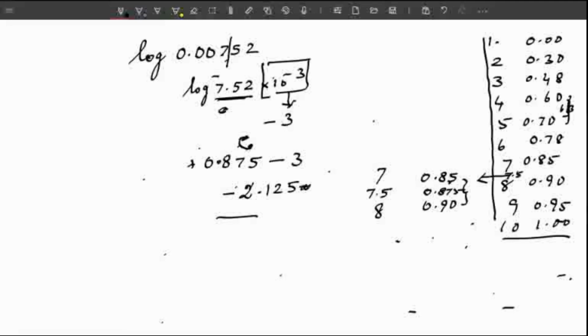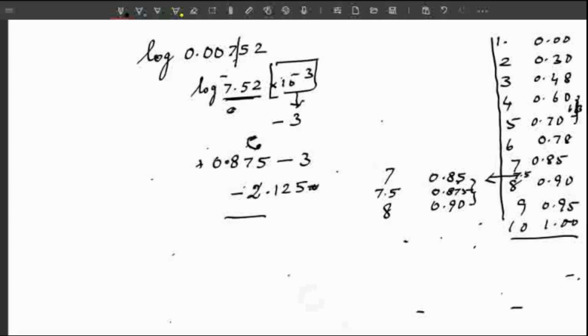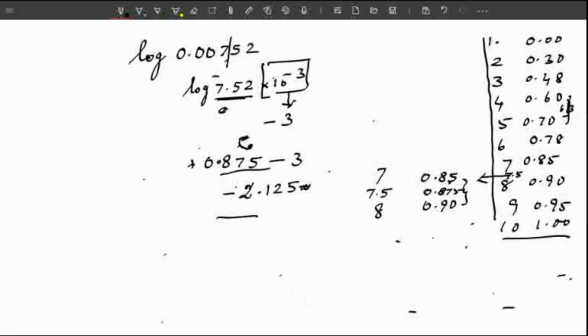Tell me, anybody. Minus 2.1237. 1, 2, 3, 7. And we are getting 0.125. I told you that the value 0.875 is not the correct answer. It is somewhat higher because it is 7.52. But we have seen the answer only for 7.5. For 7.52 it may be a little bit higher, say 0.877. In that case, your answer would be minus 2.123.